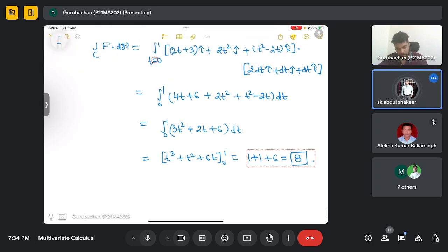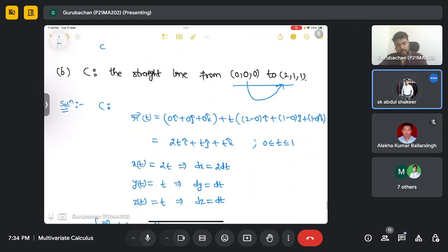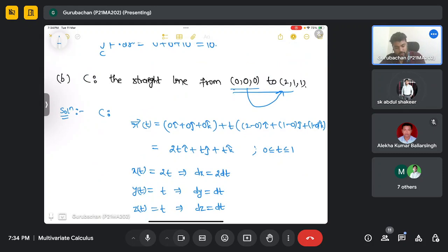Sir, how can we define the t limits? Let me explain. The moving point satisfies both the points in the parametric equations. It should satisfy both the points. So it will start from 0, 0 and it will go to 2, 1, 1. Observe from here, I'm adding this initial point plus t times of something. So if you want to start with this, t should be what?